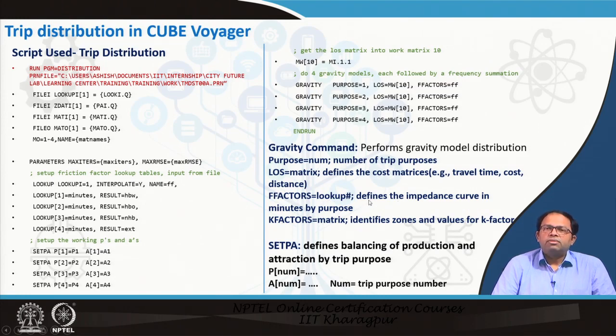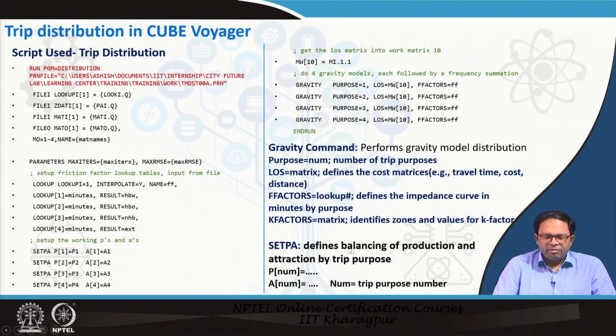So, friction factor, if you remember from the trip distribution, we have to first generate these friction factors. It is an equation basically. And then we have a K factors matrix that is not here, but it could also be there. We can also include that. These are zone specific variables, adjusted variables.